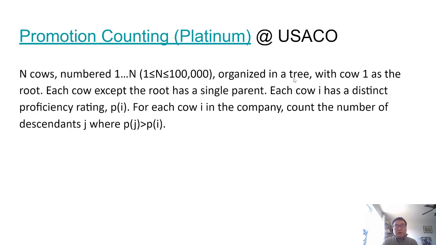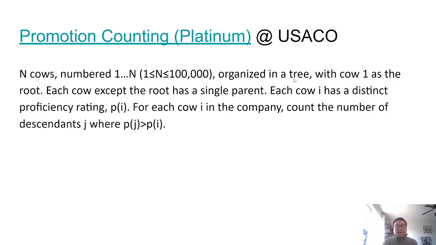This is a problem from USACO, a platinum problem called Promotion Counting. I guess one of the easier platinum problems. We are given n cows, and n can be up to 10 to the 5, and they are organized in a tree, and cow 1 is the root. Every cow has a distinct proficiency rating, p_i. And what we need to compute is, for every cow, the number of descendants, so the number of nodes in the subtree, such that p_j is greater than p_i.